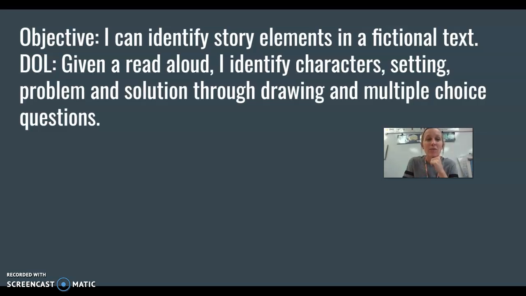All right, our DOL today, the way that you're going to show me and prove to me that you understand story elements, is I'm going to read a story to you, and you are going to be able to identify the characters, setting, problem, and solution by drawing them and answering some multiple choice questions.